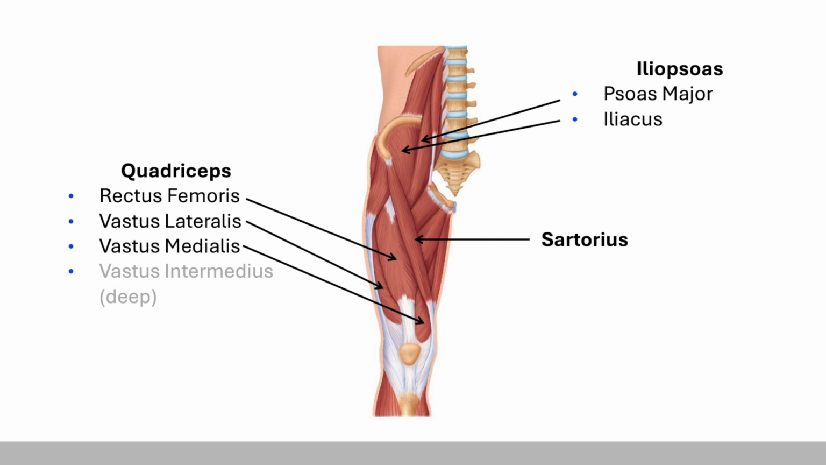Next we've got the quadriceps, being at the front of our thigh. Quad, remember, is 4, so there are 4 muscles within the quadriceps. The first one, running down the center of the thigh, is the rectus femoris. Then we have 3 vastus muscles. The vastus lateralis is on the lateral side of the leg, or the outside of the leg. The vastus medialis is on the inside of the leg, or the medial side of the leg.